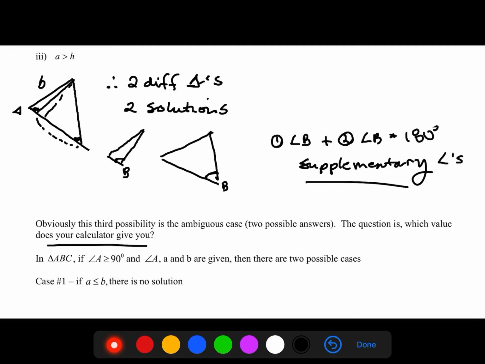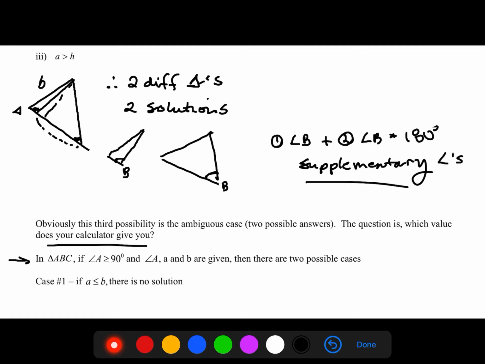We have to do this because our calculator is always going to give us the acute angle. If we tell our calculator we have a ratio of 0.1467 and we do our inverse sine, it's always going to give the acute angle, but that same sine ratio applies to the supplementary angle as well. So a 5-degree angle has the same sine ratio as a 175-degree angle. A 20-degree angle has the same sine ratio as a 160-degree angle. You can test that out on your calculators as well.